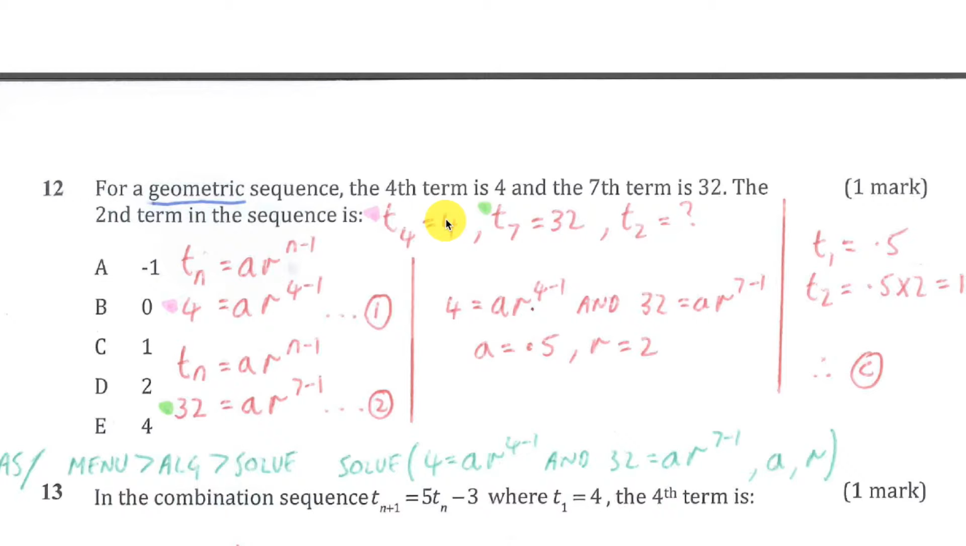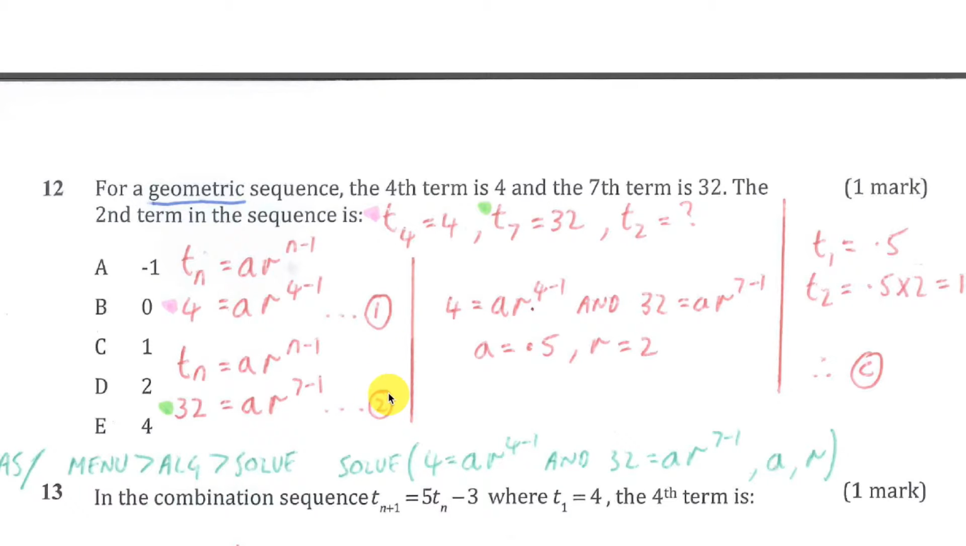Based on T4 equaling 4, I can come up with this. Instead of putting in Tn, I put in 4, and then I have A multiplied by R to the power of 4 minus 1. So n is 4, and A and R are unknown at this stage. T7 equals 32 establishes this second equation. Again, using the general rule, Tn equals 32, and that is equal to A times R to the power of 7 minus 1. So it's the seventh term, so n is 7, and Tn there equals 32.